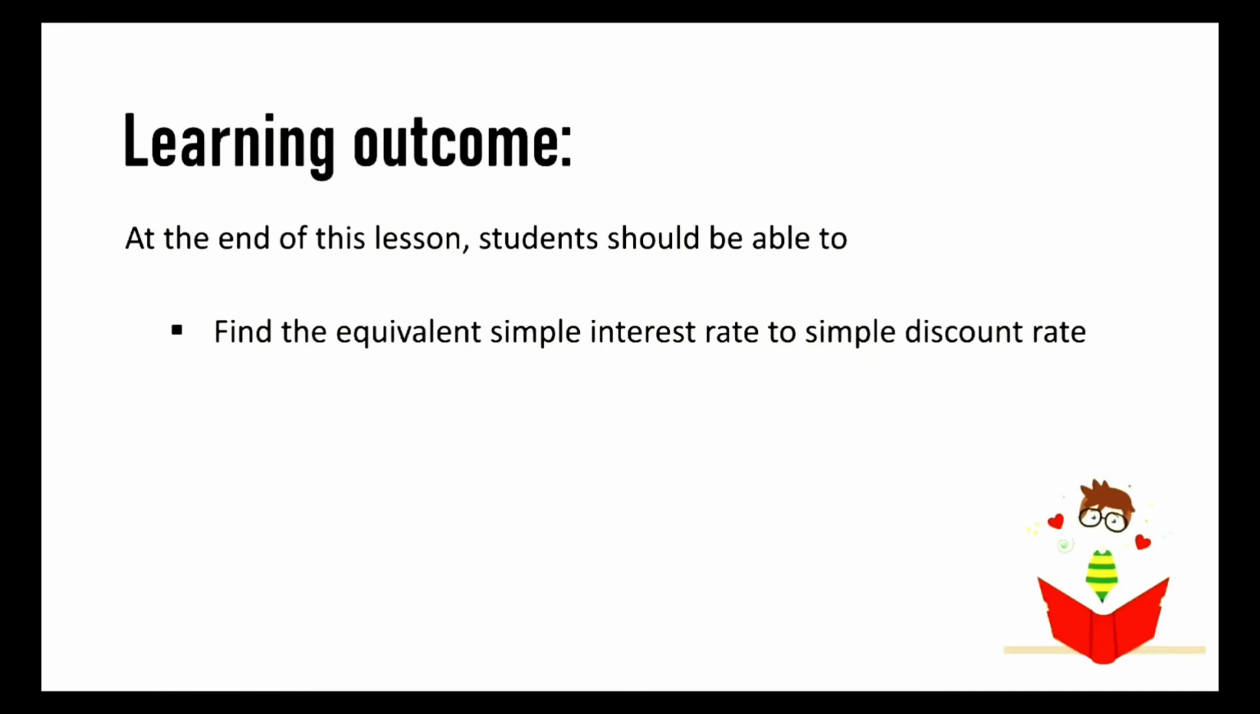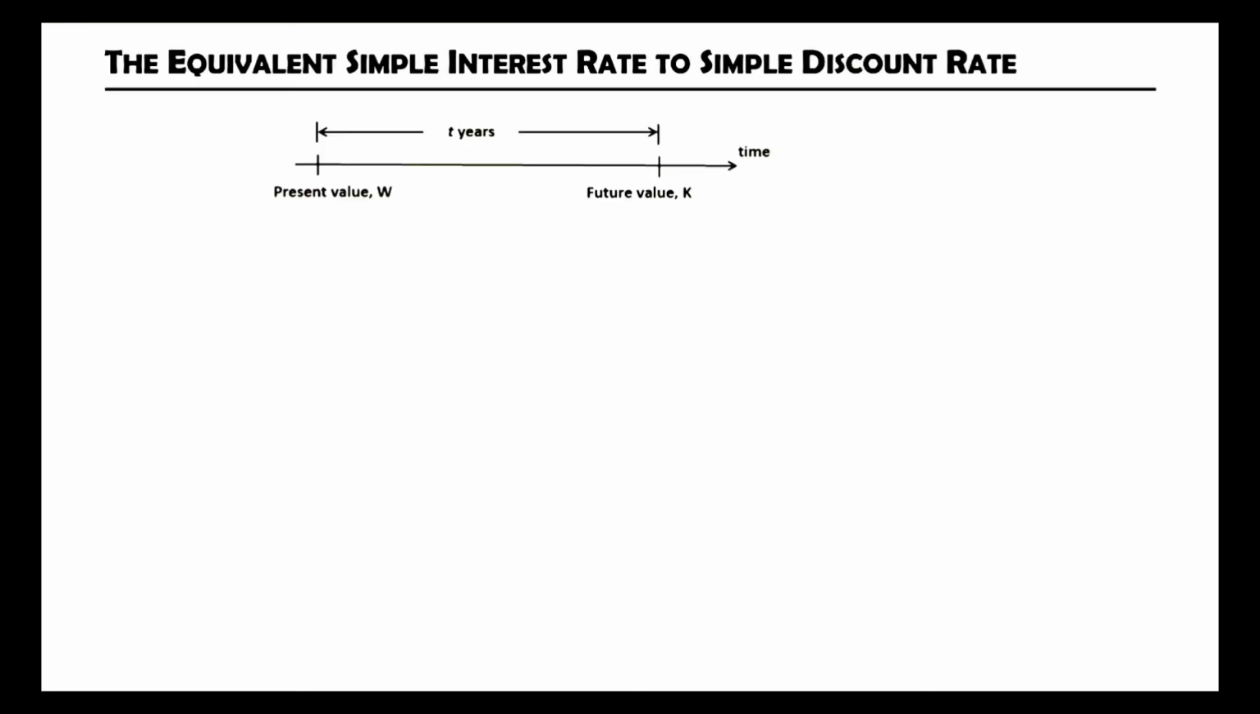Relationship between simple interest and simple discount. These are the learning outcomes for this lesson: the equivalent simple interest rate to simple discount rate. We have present value as W and future value as K.